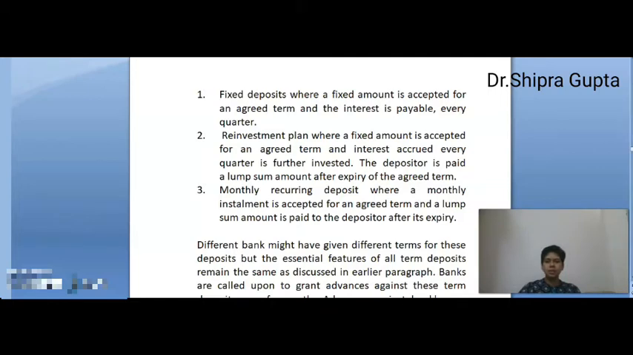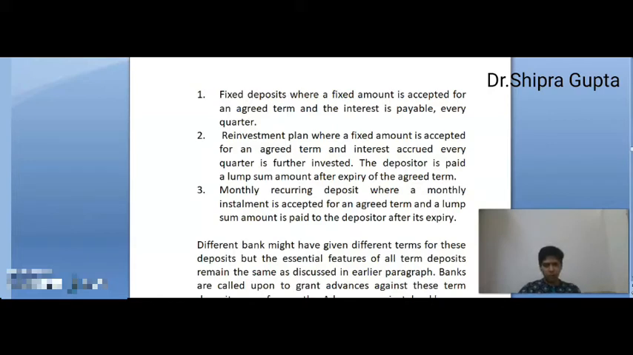And the second scheme, reinvestment plan, where a fixed amount is accepted for an agreed term, just like point one, and interest accrued every quarter is further invested. The depositor is paid a lump sum amount after expiry of the agreed term. In this scheme, the interest is again reinvested.